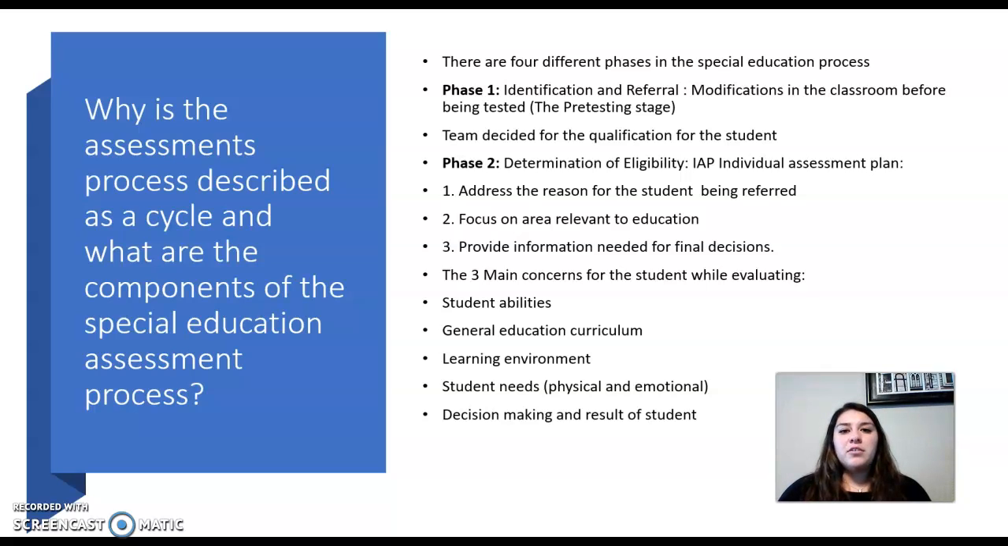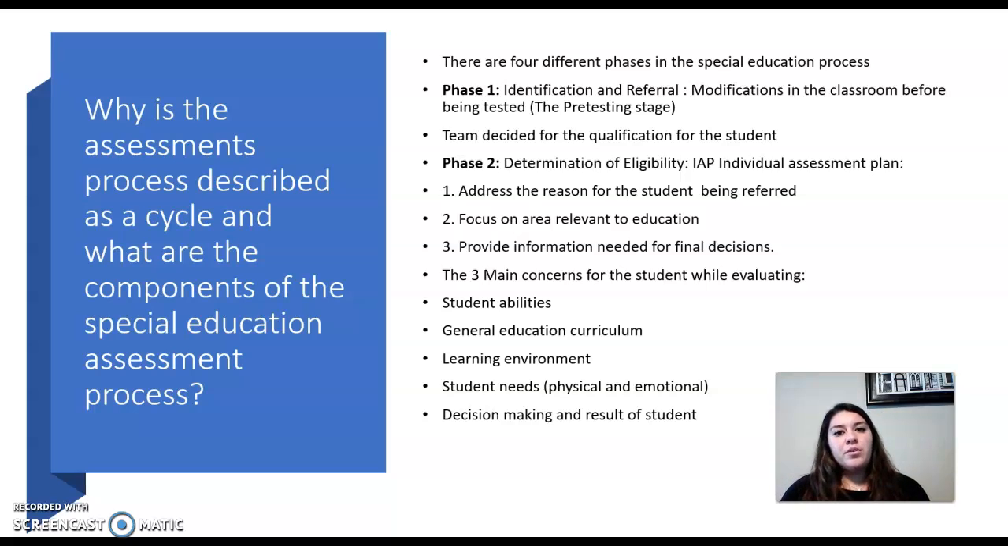Now, if the student is still not doing well, then there will be testing done for the student, because the student isn't doing well with the accommodations and modifications, so the student needs additional help. So the team decides on the qualification for the student. That means the team that I mentioned before will decide what the student needs in the general education classroom, and if the student needs to have a resource classroom.